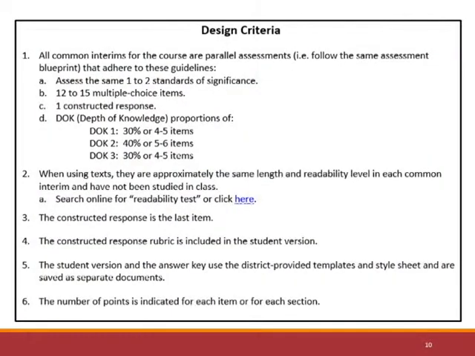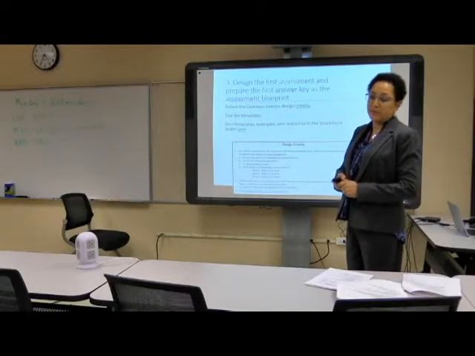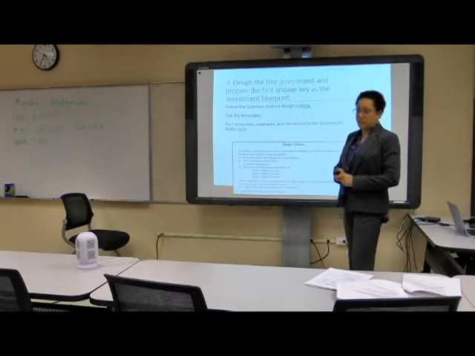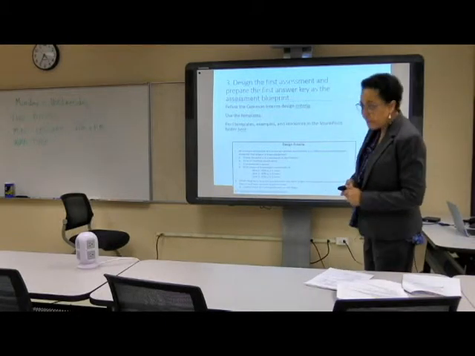The constructed response is going to be the last item. So if you had 12 multiple choice, number 13 is going to be your constructed response. If you have 15 multiple choice items, number 16 is going to be your constructed response. The constructed response will always be the last thing on that assessment, okay?